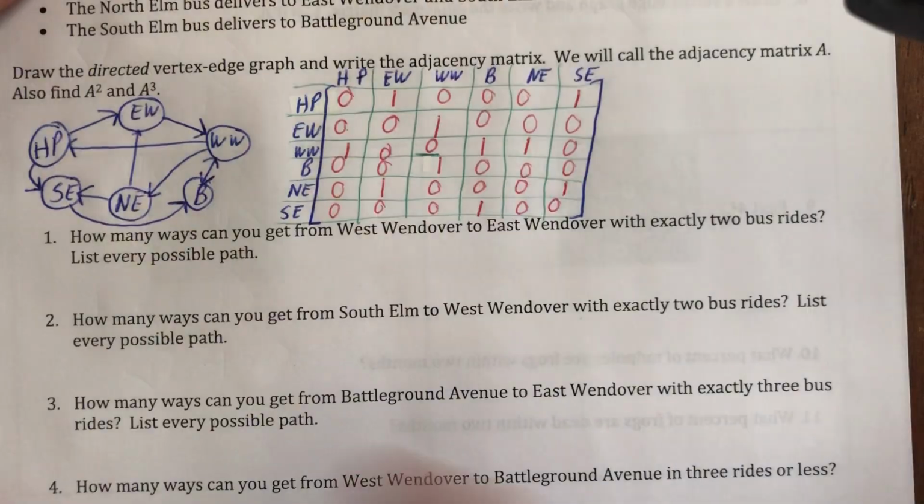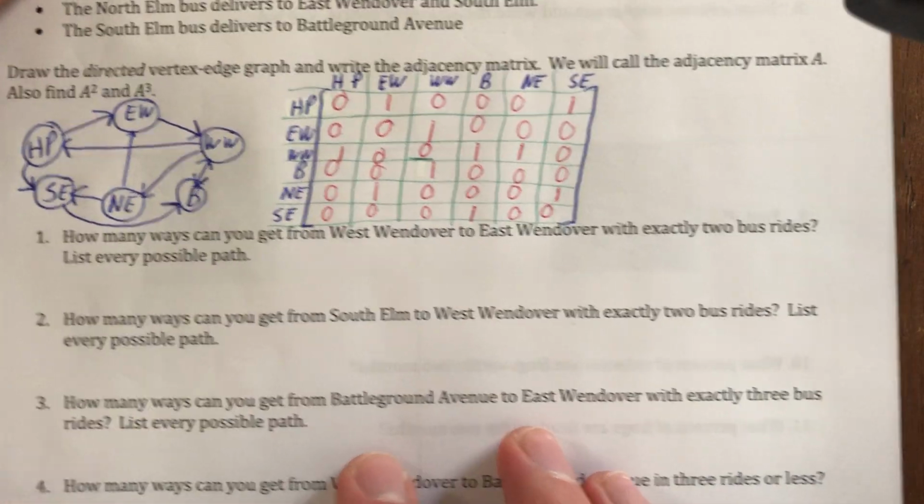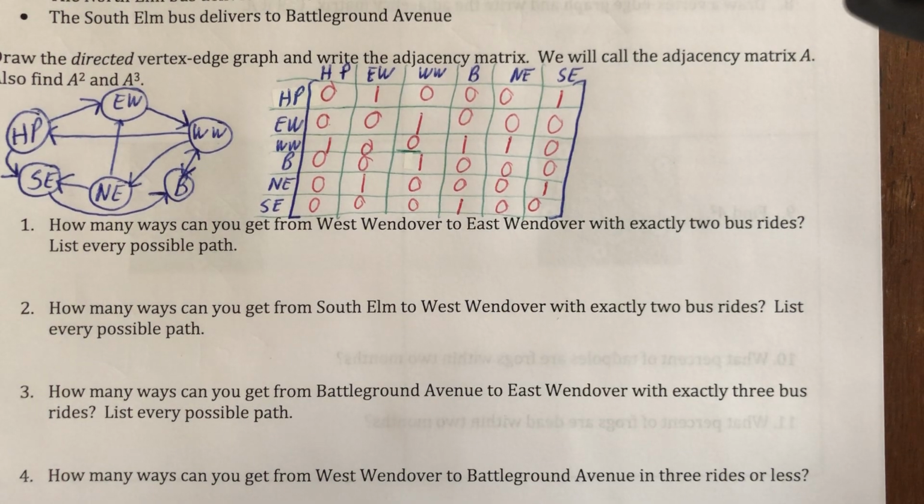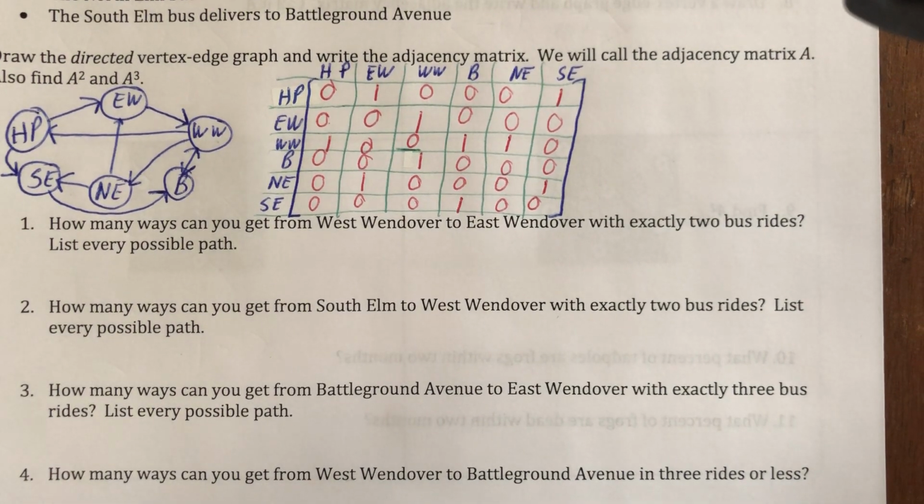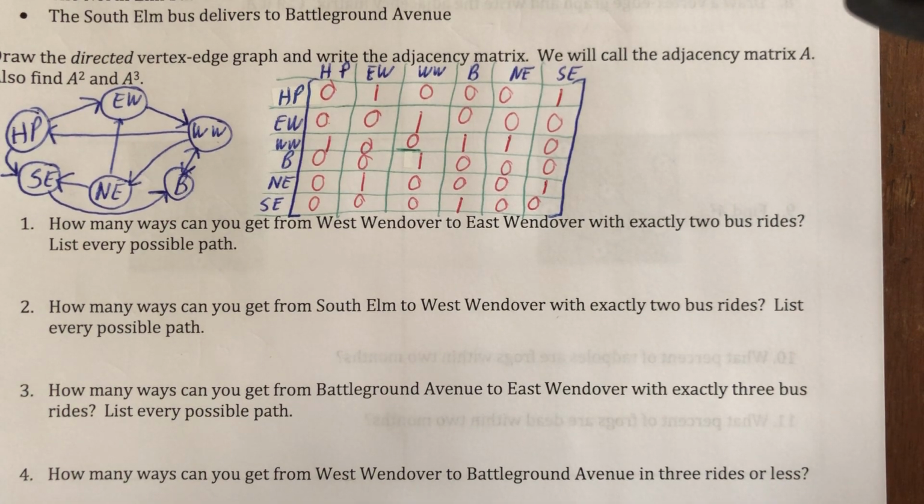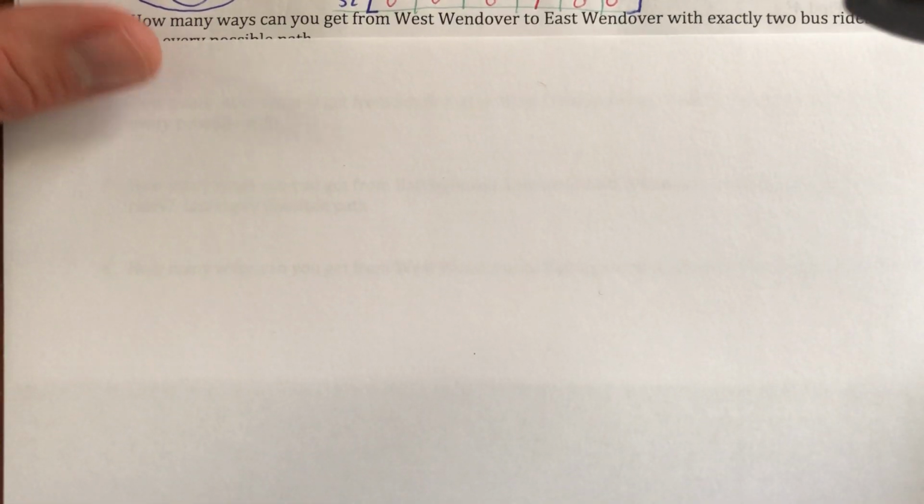Okay, they also said find A squared and A to the third, and I do not have room to write that. So I'm going to grab a scrap piece of paper and write it, and you can as well. Should have given you more space. And this is going to be a little bit time consuming. I apologize for that, but it is going to be necessary because it's going to help me explain things a whole lot better. So here goes.